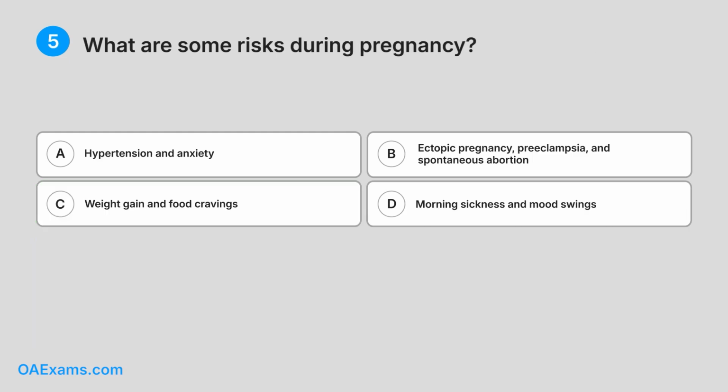5. What are some risks during pregnancy? A. Hypertension and anxiety. B. Ectopic pregnancy, preeclampsia, and spontaneous abortion. C. Weight gain and food cravings. D. Morning sickness and mood swings. Do you know the answer?